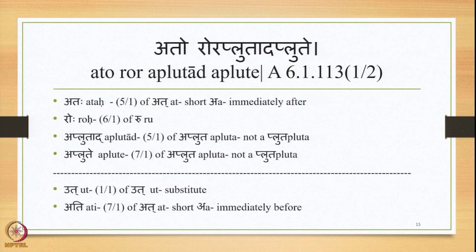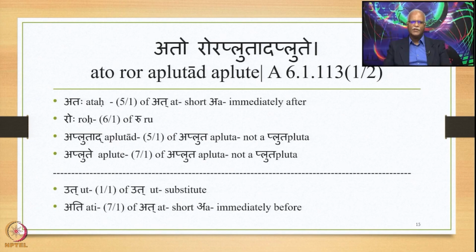First, let us study atorora plutada plute. This sutra has got 4 padas: ataha, roho, aplutad and aplute. Ataha is 5/1 of at, referring to short a. So, ataha means immediately after. Roho is 6/1 of ru, which means in place of ru. Aplutat is 5/1 of apluta, meaning not apluta, and aplute means 7/1 of apluta, meaning not a pluta, and immediately before this apluta.